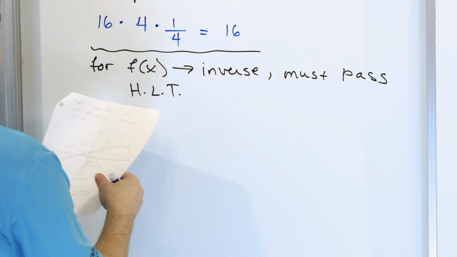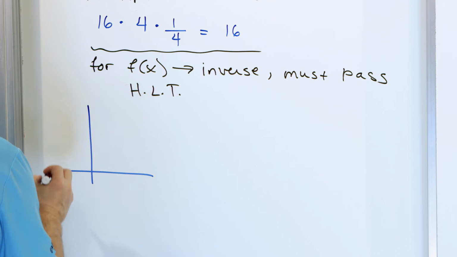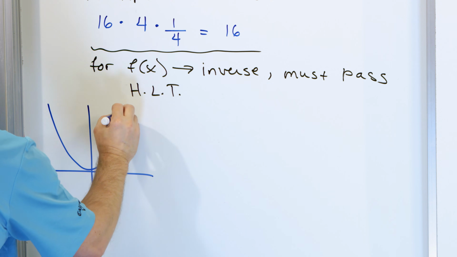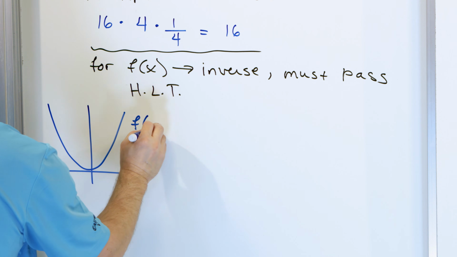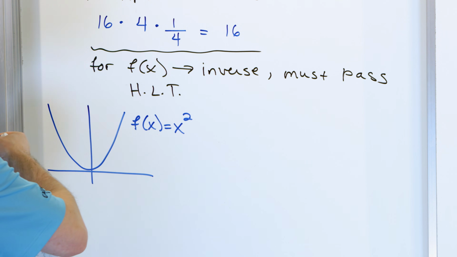So let's take a look at something that doesn't have an inverse, as an example. Let's say we have a graph here, and we have our nice friendly parabola. f of x is x squared. Does this function have an inverse over this whole domain like this?